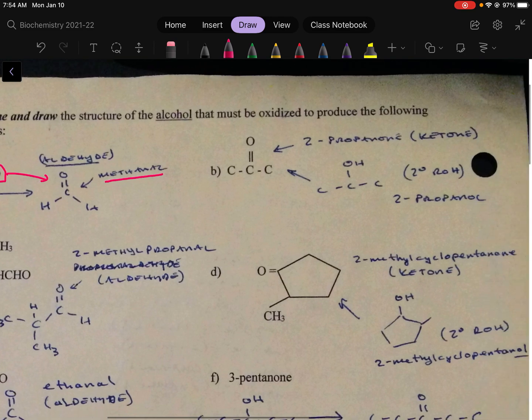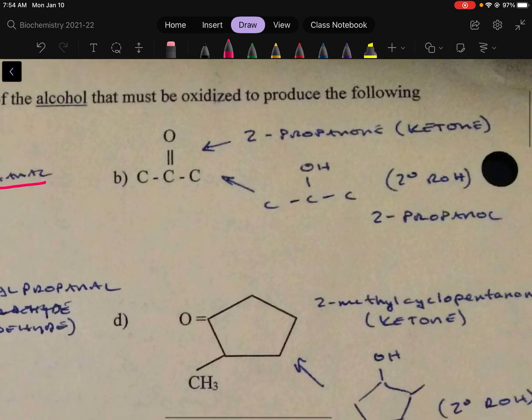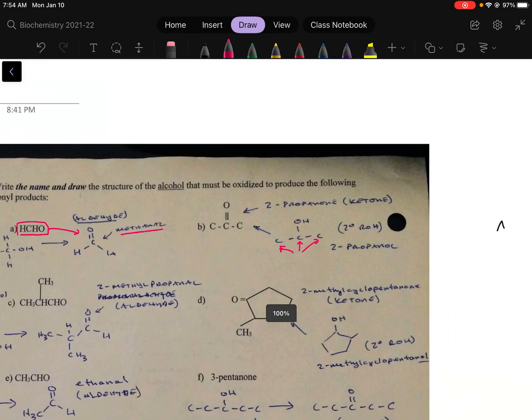Let's look at another one. What would form this carbonyl product? That is 2-propanone. That is a ketone. Ketones are oxidized from secondary alcohols. In this case, that carbon right there is bonded to 2 other carbons, so it's a secondary alcohol. The secondary alcohol that would form 2-propanone has to be 2-propanol, because that's where all the magic happens, at that second carbon, at that secondary carbon.